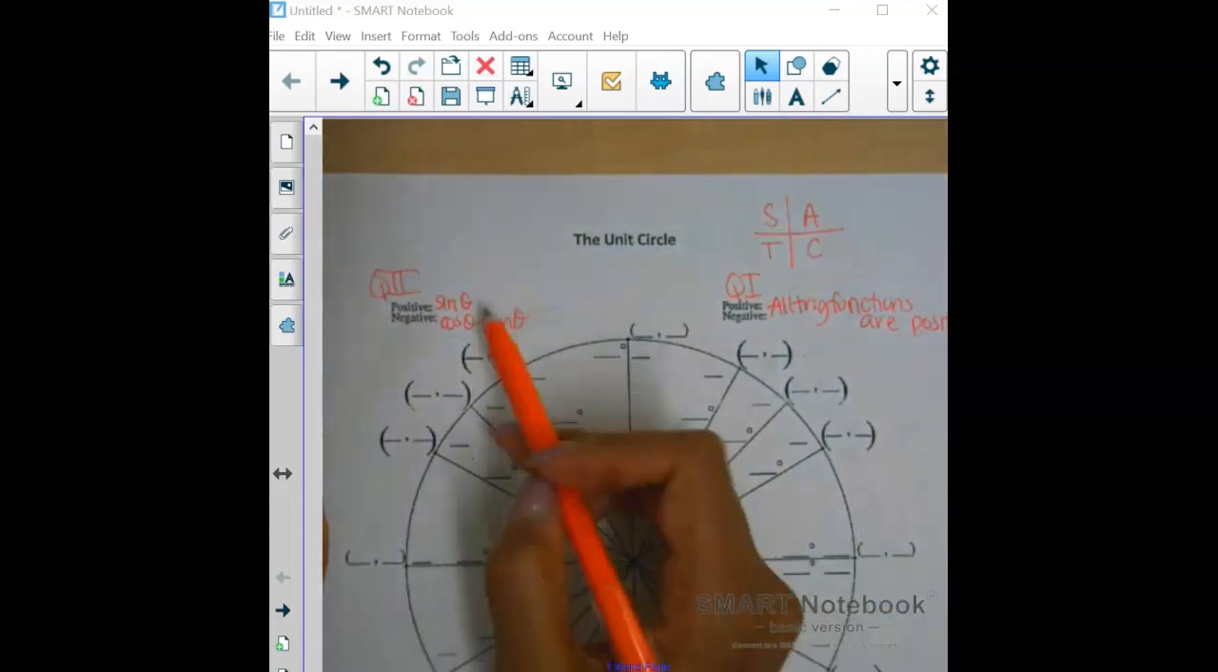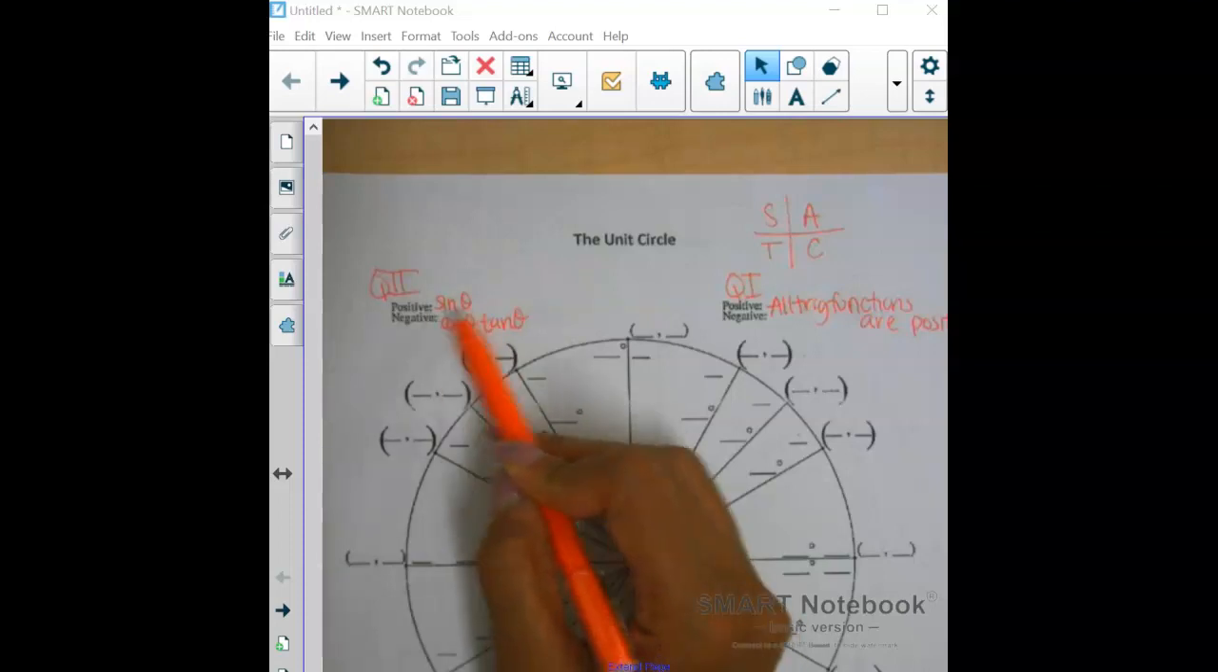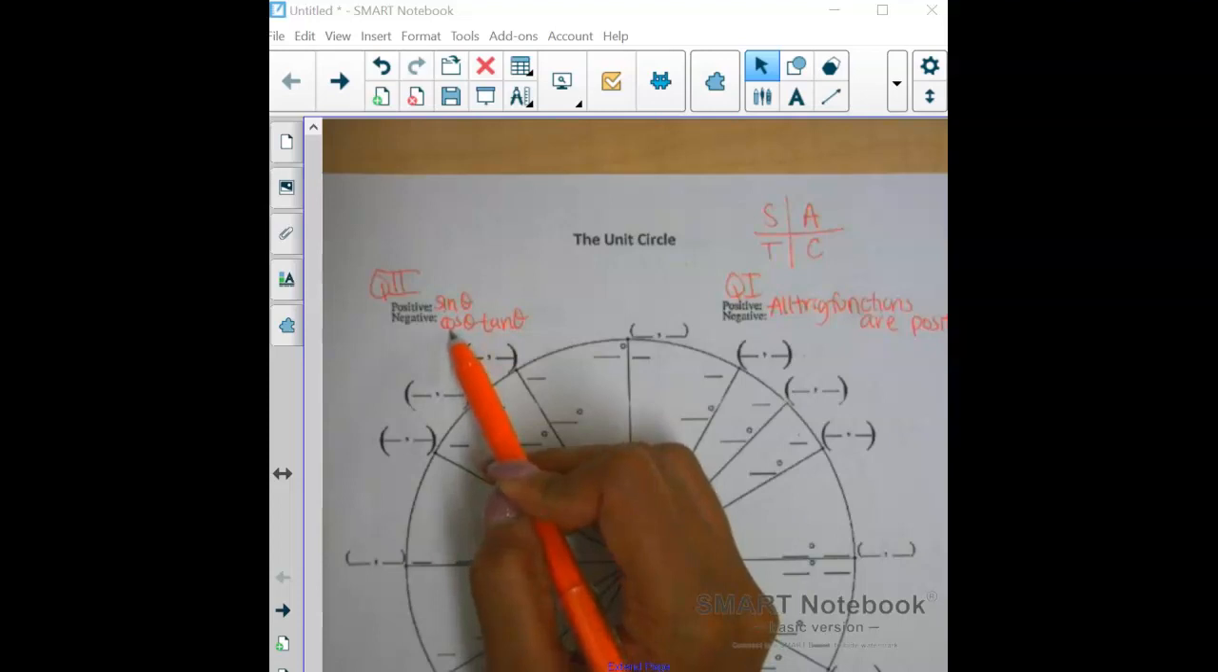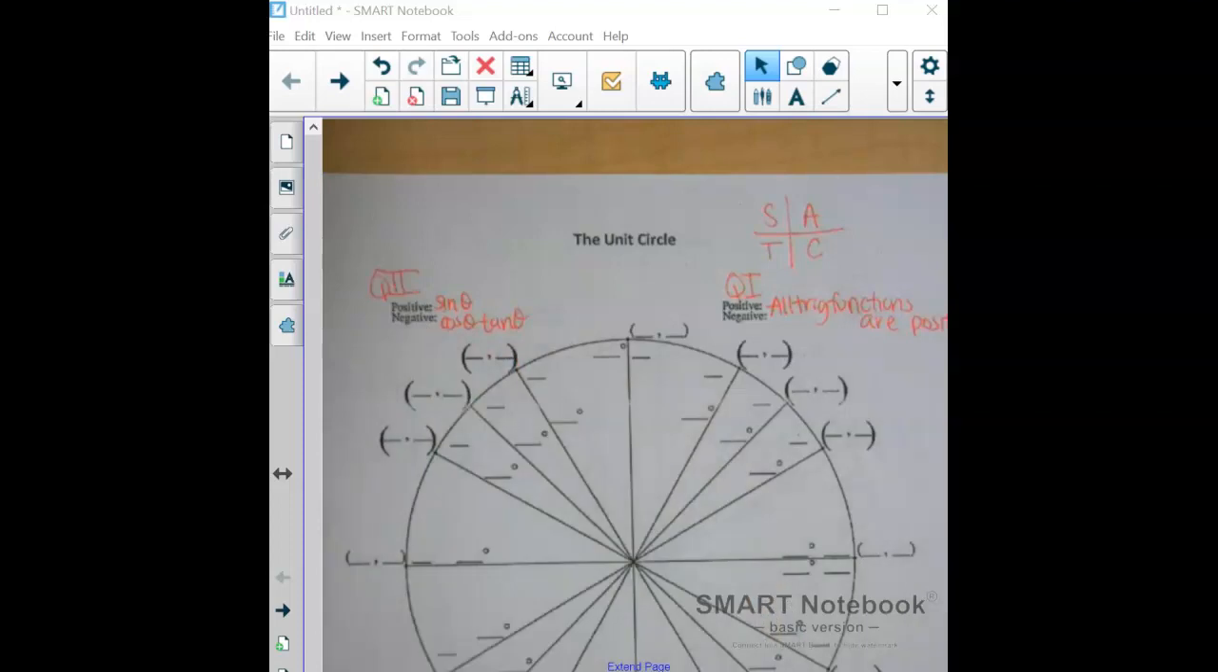Keep in mind, guys, even though I'm not putting the reciprocals, the reciprocal for sine is cosecant. So that would also be positive. And then for cosine, the reciprocal would be secant, and the reciprocal for tangent would be cotangent. Those two would also be negative. Even though I'm not writing all of those, you don't need them right at this point. So there's method to my madness.